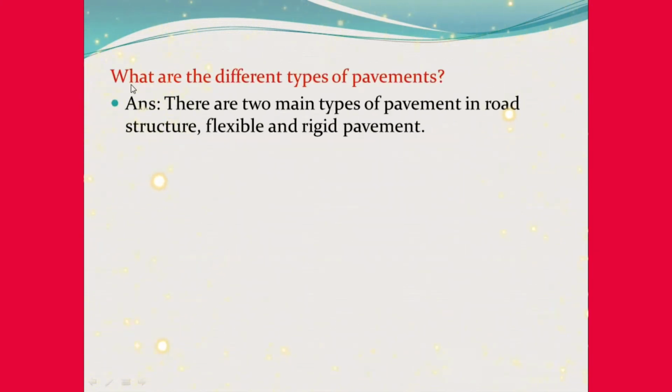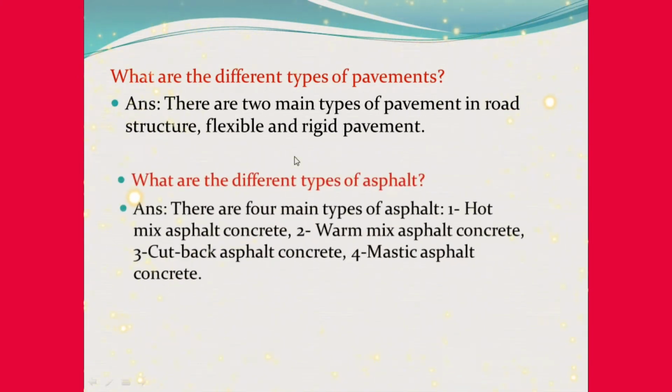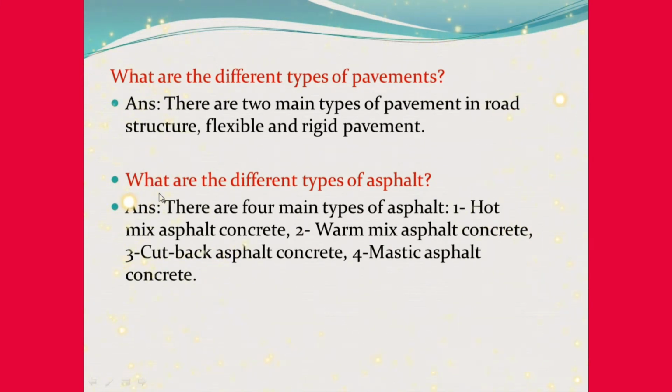Next question: what are the different types of pavements? The answer is very easy. There are two main types of pavement in road structure, that is the flexible and rigid pavement. Question: what are the different types of asphalt?